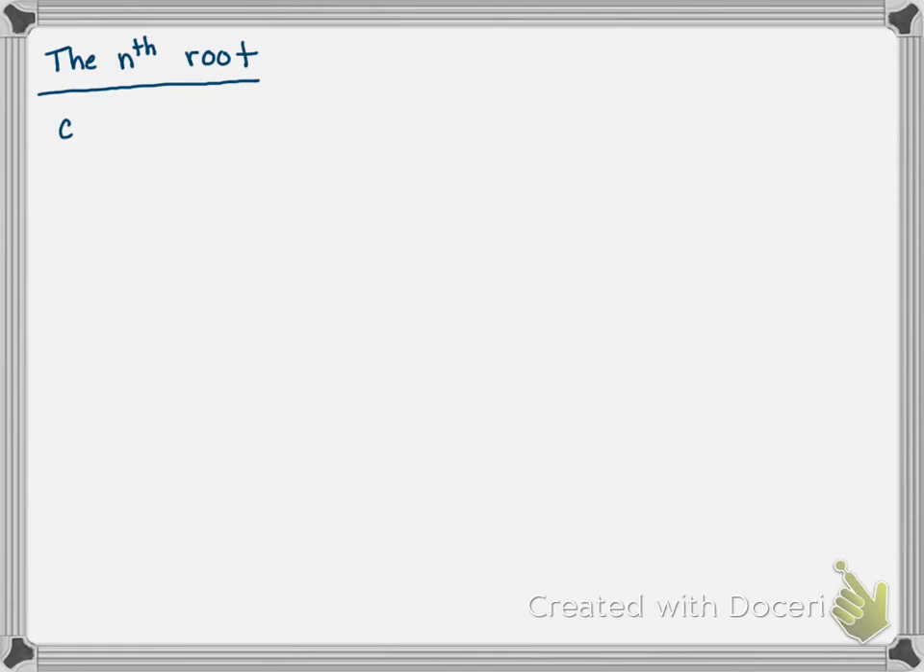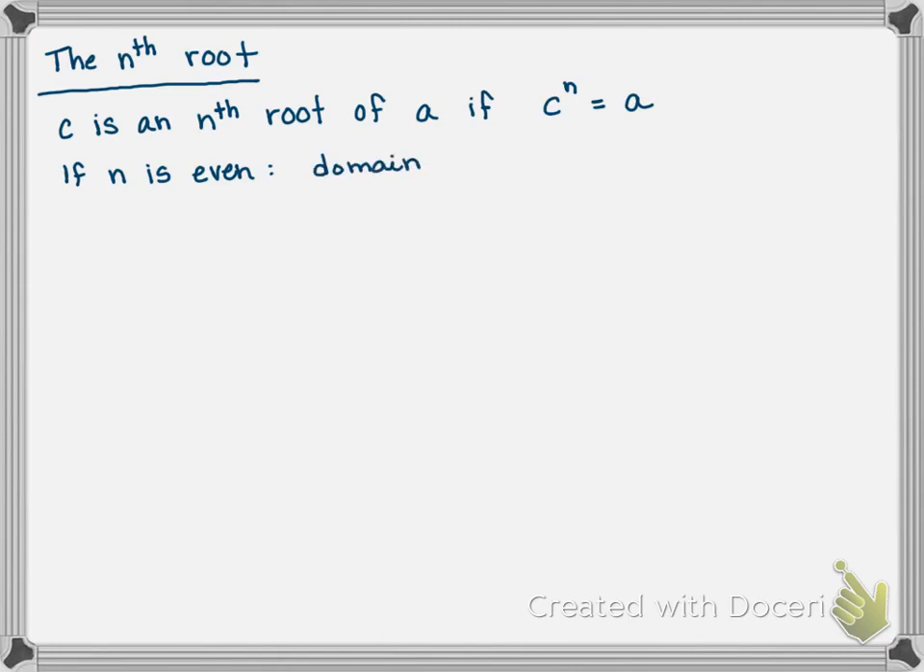So we say C is an nth root of A if, and again, it's the same definition we used for the other two, raising C to the nth power gives you A. So if n is even, then we find the domain by setting the radicand greater than or equal to 0.